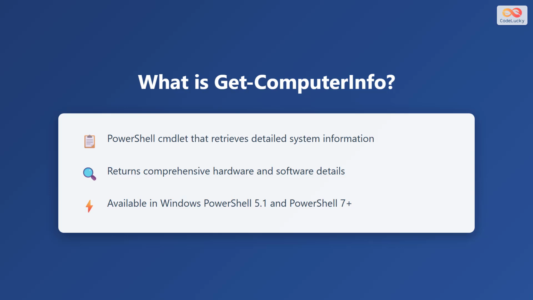Get-ComputerInfo is a PowerShell cmdlet that retrieves detailed system information from your computer. It returns comprehensive hardware and software details all in one command, making it incredibly convenient for system analysis. This cmdlet is available in Windows PowerShell version 5.1 and PowerShell 7 and later versions, so you can use it on modern Windows systems without any additional installations.